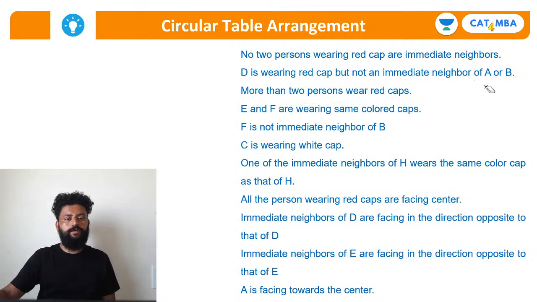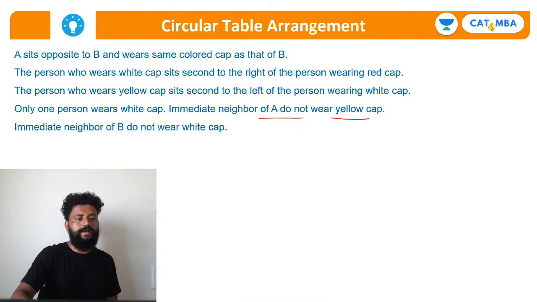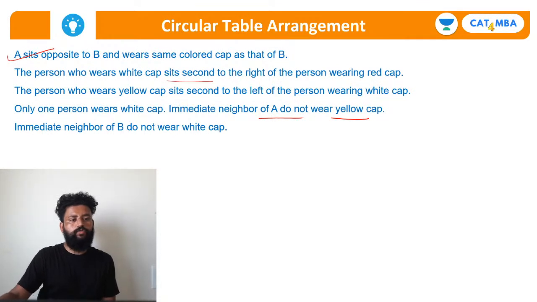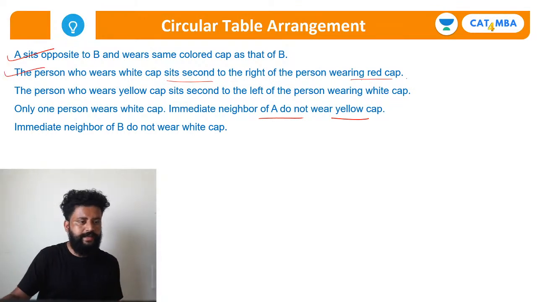Let's start from the beginning now, let's start from the scratch. A sits opposite to B and wears the same cap, that's done. The person wears white cap is second to the right of the person wearing red cap. Let's check.